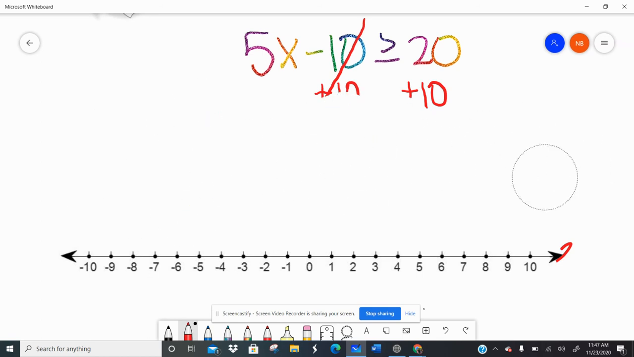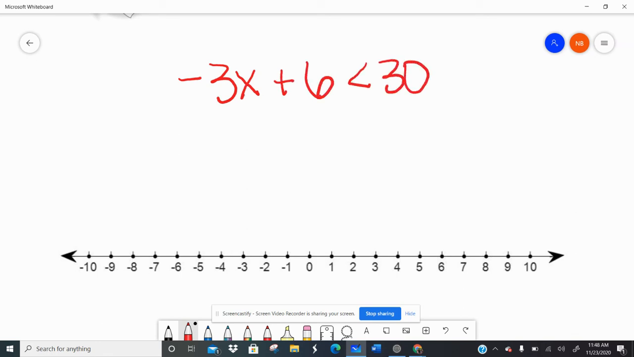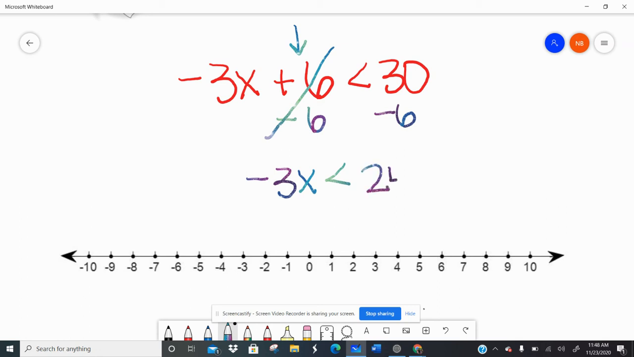All right, so let's do one more. Uno más. All right, so let's say I have negative 3x plus 6 is less than 30. All right, I start on the side with the variable and I move the constant. The constant is right here. The opposite of plus 6 is minus 6. So I take that and it goes away. Negative 3x is now less than 30 minus 6, which is 24.